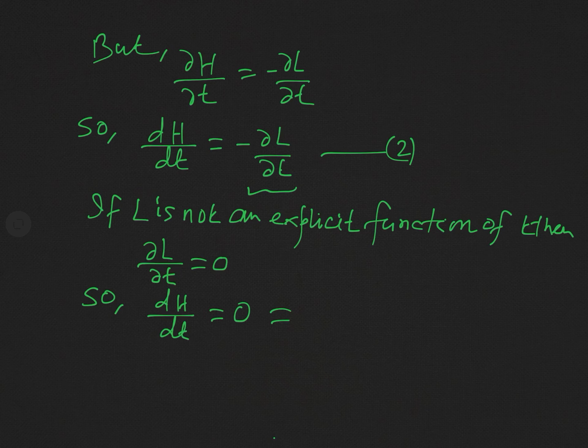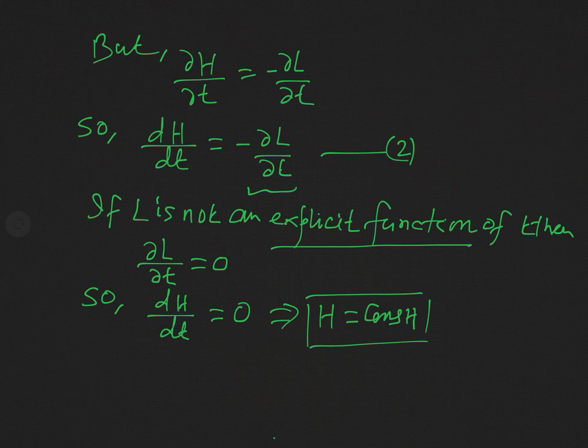And if dH/dt is 0, what does it refer? It refers that H is equal to constant. And this is the statement which I have written above. So you can see that if the Lagrangian is not an explicit function of time, in that condition, Hamiltonian of the system is a constant of motion. So this is its first physical significance.